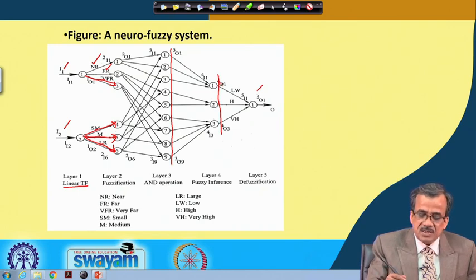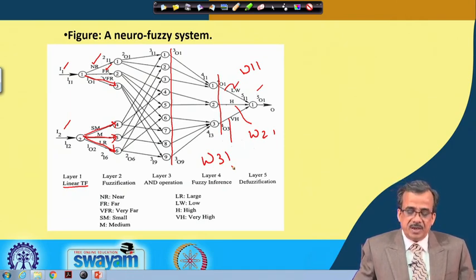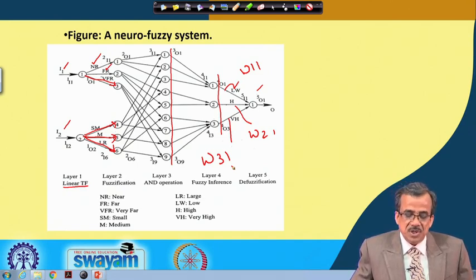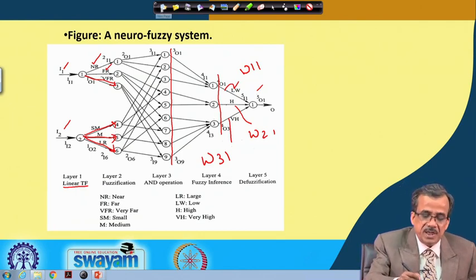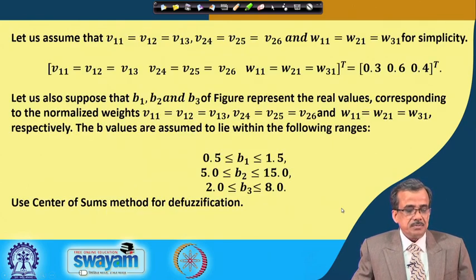Now, the connecting weights, that is W11, then W21, and W31, are going to represent either the half base width or the base width of the triangular membership function distribution used to represent the output variable. Now, let us see how to find out the deviation in prediction for this particular training scenario.